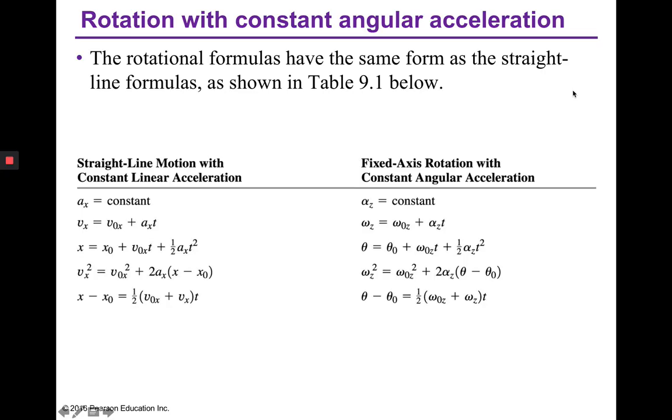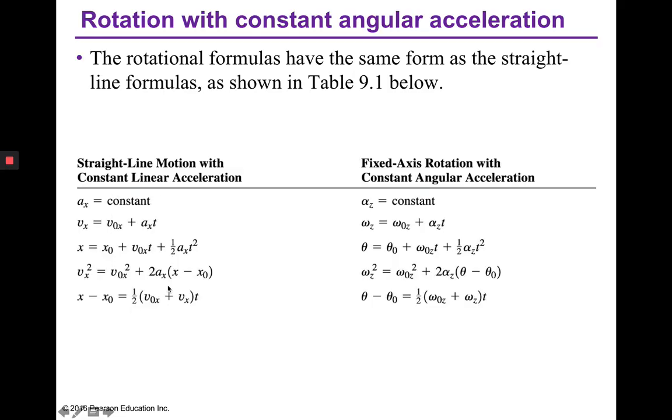Okay, now not all angular motion is constant acceleration. Alpha might be a function of time. You might have something that's speeding up at an increasing rate, so you might have alpha not be constant. But if alpha is constant, then these are our equations of motion for rotations.